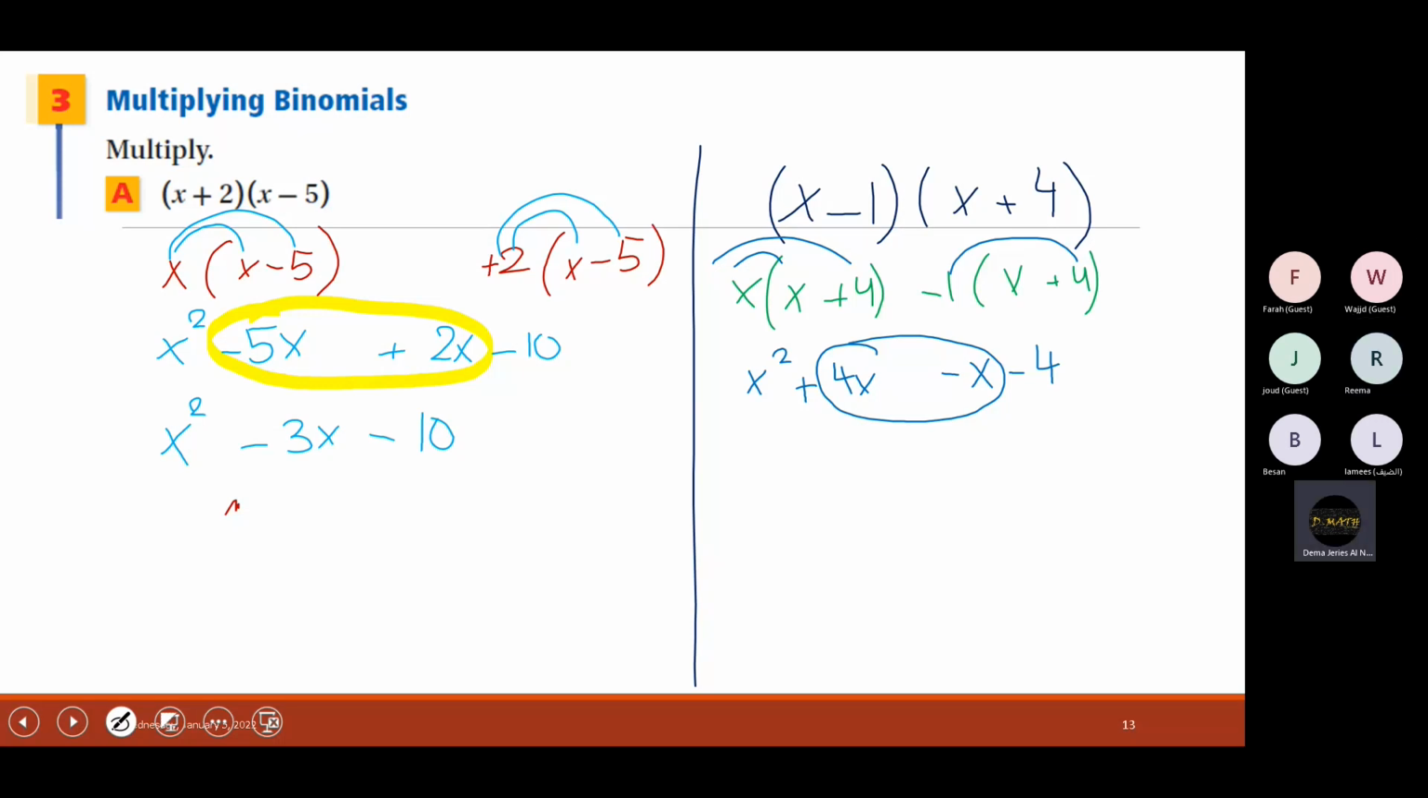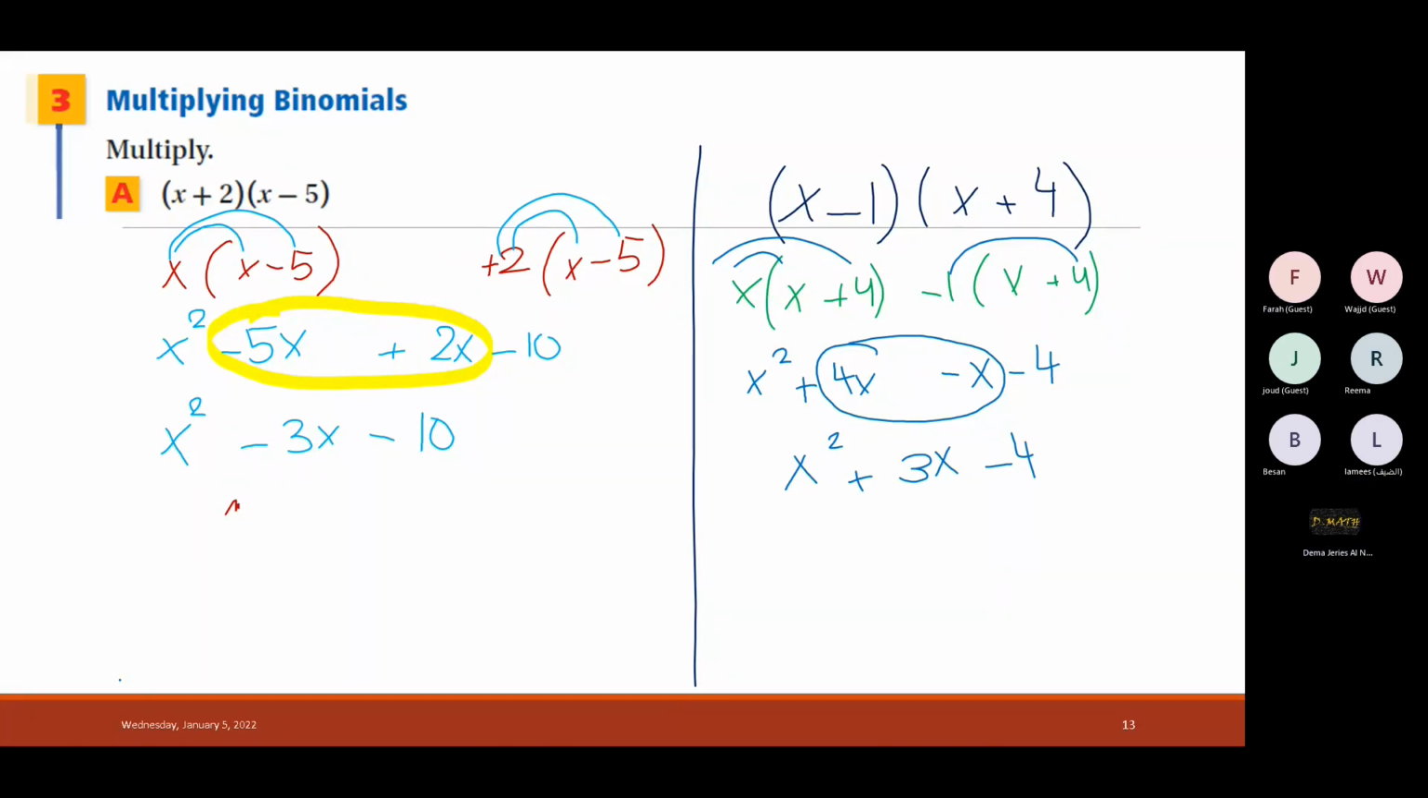3x. 3x, bravo. X squared plus 3x minus 3. Thank you, Rima. Okay, now is there any question before we go to the second way?